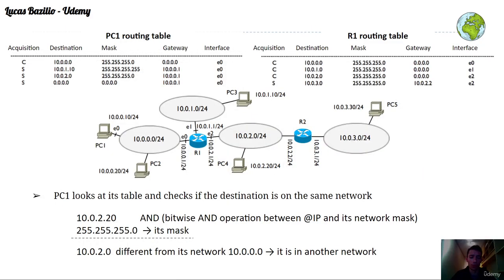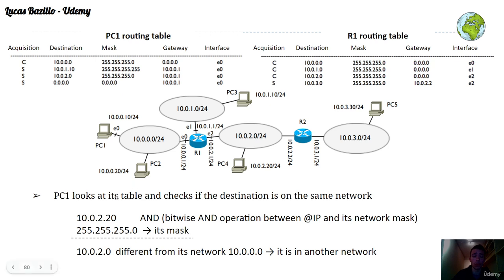So now, given the routing table of PC1, how can PC1 know if a destination is on the same network where PC1 is? Well, the way this is done is, imagine we want to go to this destination, the destination that we have here inside the PC1 routing table, 10.0.2.0. This is a network destination, therefore the mask is 24 bits, right?